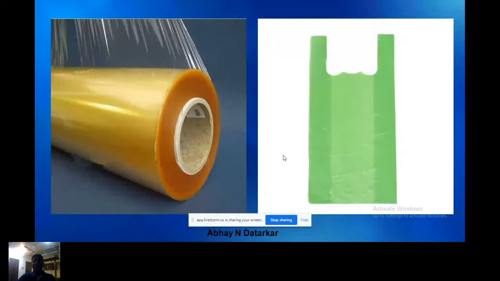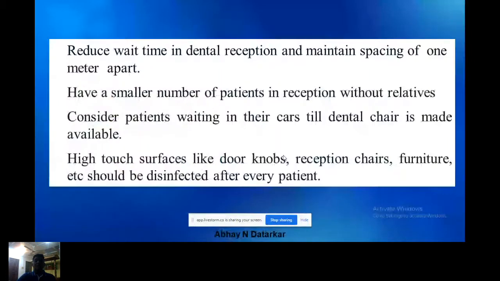Okay, and this kind of disposable bag should be given, but keep in mind they should be disposed of in a very proper way, following the waste disposal management protocol. Okay, reduce the waiting time in the dental reception and maintain the spacing of 1 meter. Very important for everybody. Have a small number of patients in the reception without relatives. Consider the patient waiting in their cars till the dental chair is made available.